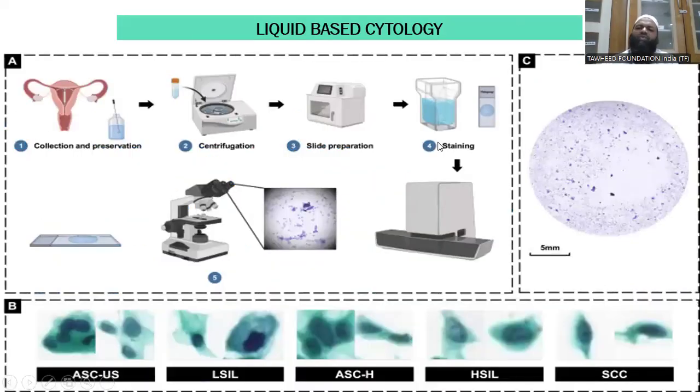Again, one more method of doing pap stain is liquid-based cytology. Here again, the gynecologist will collect the sample and it will be sent to the laboratory, where it is centrifuged. After centrifugation, the sample is sent for slide preparation and staining takes place. The slide is then ready to observe under the microscope. Under the microscope, the picture will be visible like this. This is the slide, and these are the cells visible under the microscope.